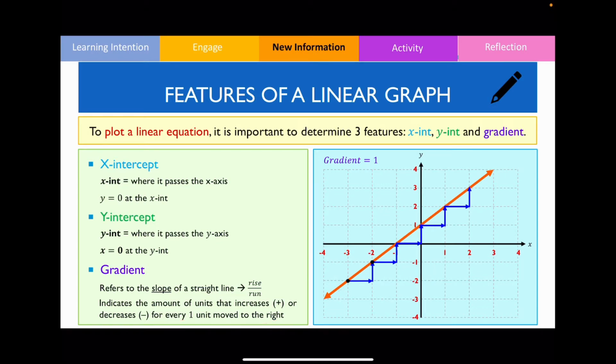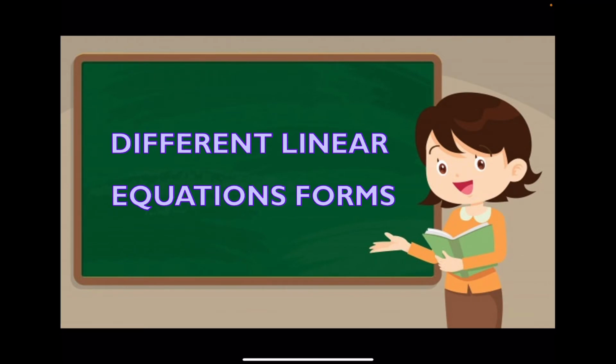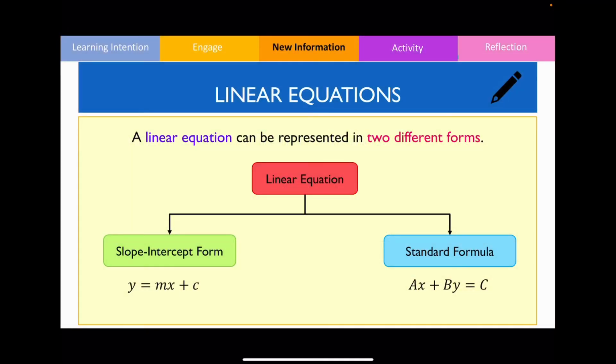The next thing I want to talk about is the different forms that linear equations can be represented in. A linear equation can be represented in 2 different ways. One way is the slope-intercept form, which is given by y is equal to mx plus c. Another way is the standard form, which is represented as ax plus by is equal to c. I'm just going to give you some specific examples so you can see the differences between the slope-intercept form and the standard form.